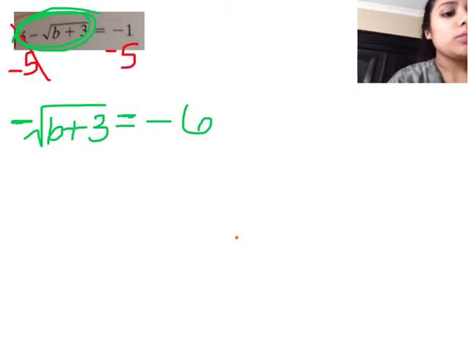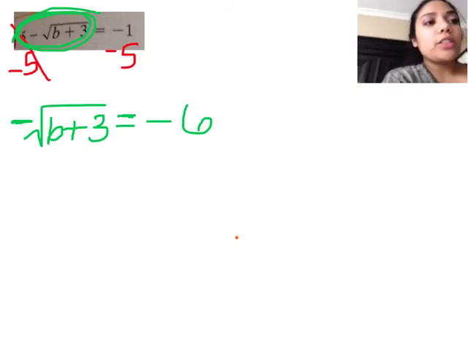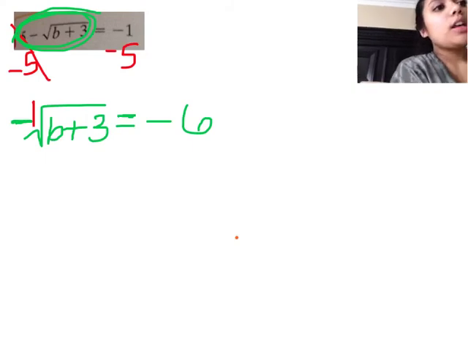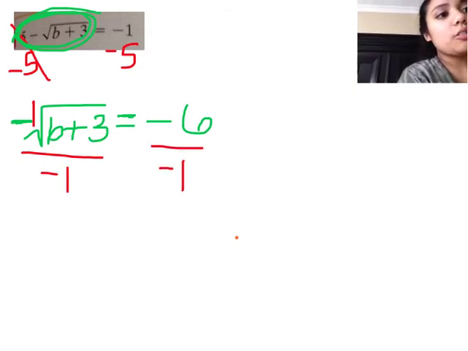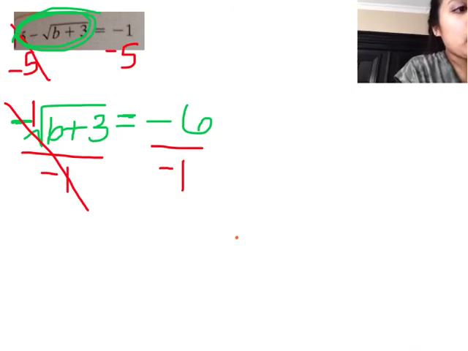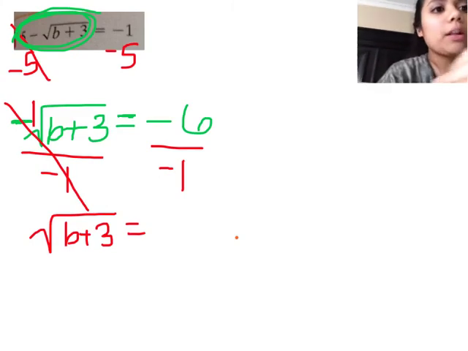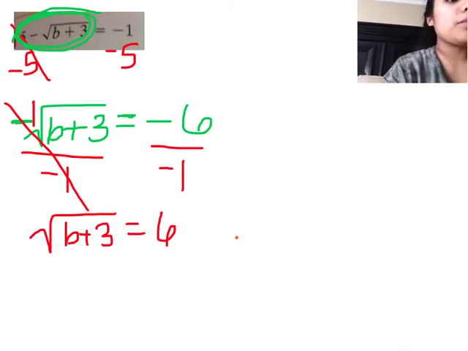So now, if I look, there's an imaginary 1 in front of the square root of b plus 3, and it's a negative 1. To get rid of a negative 1 times the square root of b plus 3, all I need to do is divide by negative 1 on both sides. So my negative goes away, and then I have the square root of b plus 3 equals negative 6 divided by negative 1, which is a positive 6. And then, now, to get rid of the square root of b plus 3, I have to square it. So that square root goes away.